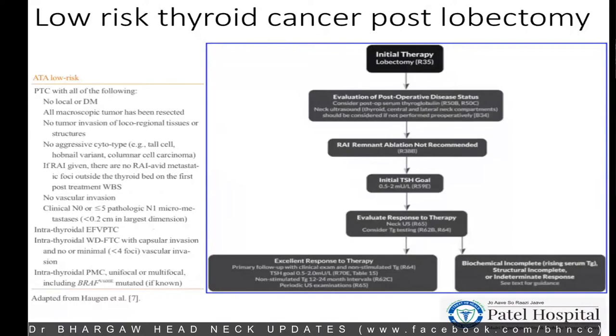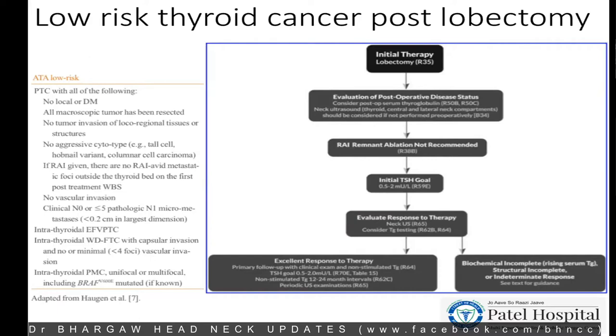So starting off, this is an ATA, or by all definitions, by all staging systems, a low-risk thyroid cancer. Remember that the guidelines for low-risk thyroid cancer have been modified over time, but this is the algorithm that you typically follow. And in this, we are incorporating the tenets of dynamic risk stratification also. And we'll keep on talking about that in the Q&A session also.